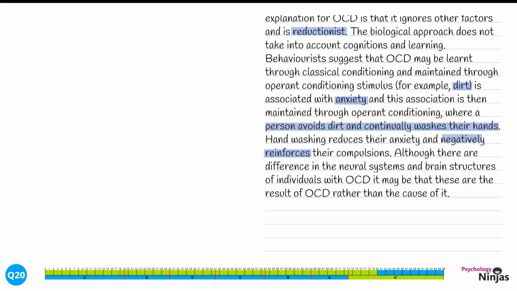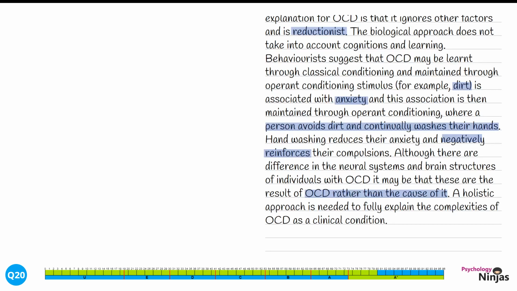Although there are differences in neural systems and brain structures of individuals with OCD, it may be that these are the result of OCD rather than the cause of it. We've returned to the biological approach suggesting that there are differences, but here we're talking about this idea of consequentiality, that actually because of OCD our neural mechanisms might change, rather than the neural mechanisms changing and then an individual experiencing OCD. And then we're going to give a mini judgment.